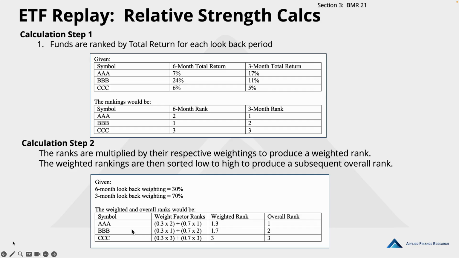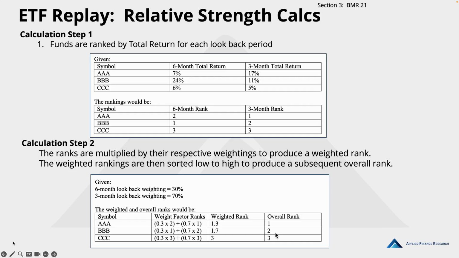And then we would repeat the same process for our 3 symbols. We'd have 3 weighted ranks right here, and then we would sort them low to high to produce our final overall rankings of 1, 2, and 3. So that's how it's done in ETF Replay.